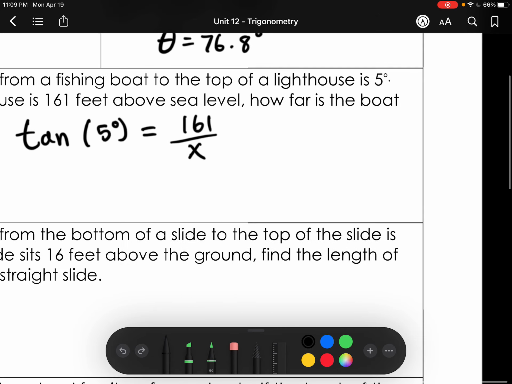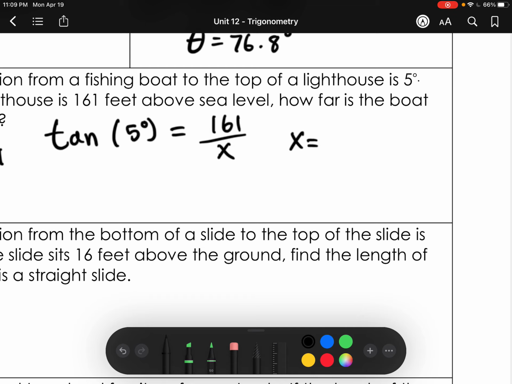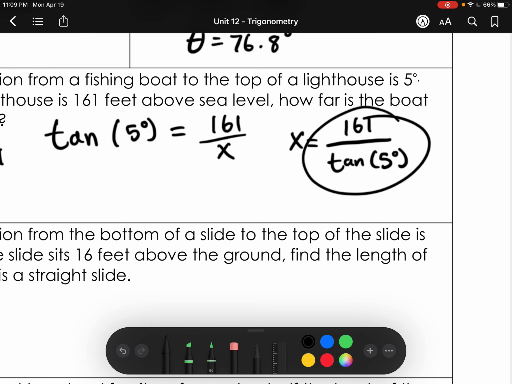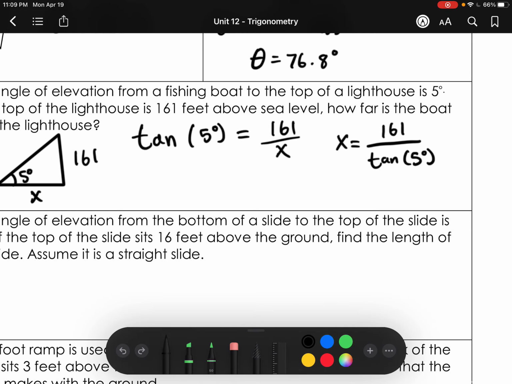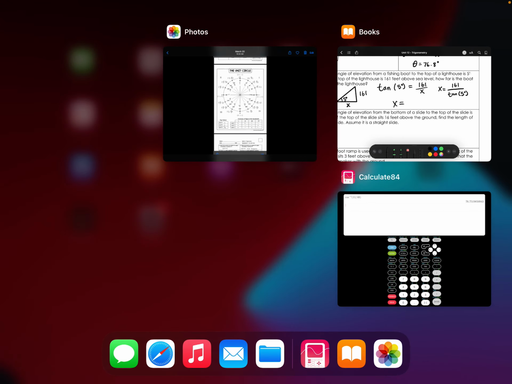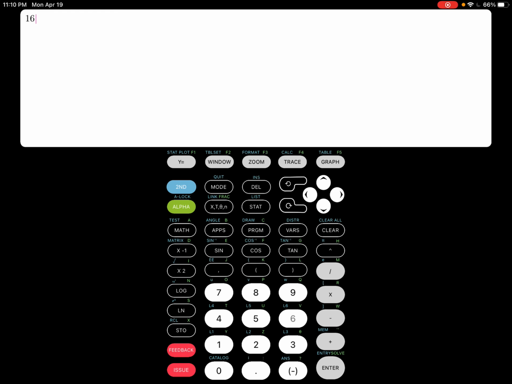So I'm going to rewrite this in terms of x. So x is equal to 161 divided by tangent of 5 degrees. This is what I'm going to type into my calculator to find the boat length. So x is equal to, we're going to go to our calculator and type in 161 divided by tangent of 5 degrees.